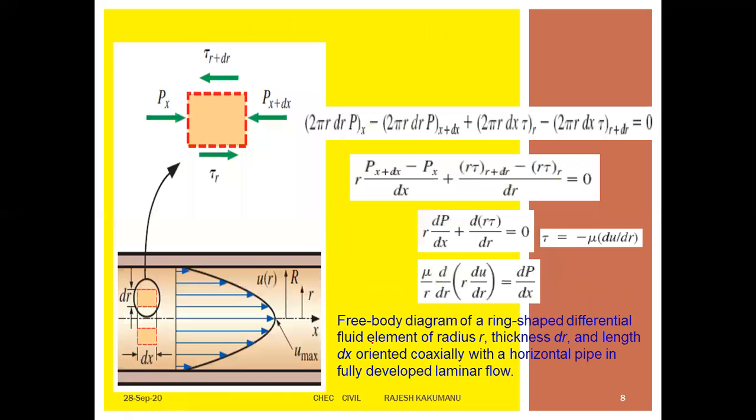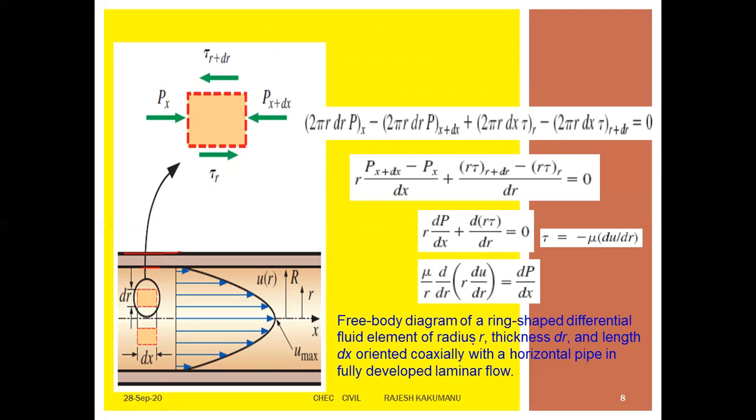Based on this, we'll do a small experiment on how the flow is going. We have considered a cylindrical pipe of some diameter where the pipe is straight. This is a cross section, as if you cut the pipe across. Now here the water is flowing in one direction, uniformly and steadily. Now we see a free body diagram of a ring shaped differential fluid element of radius r.